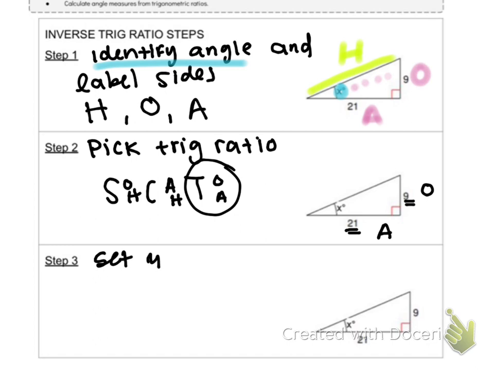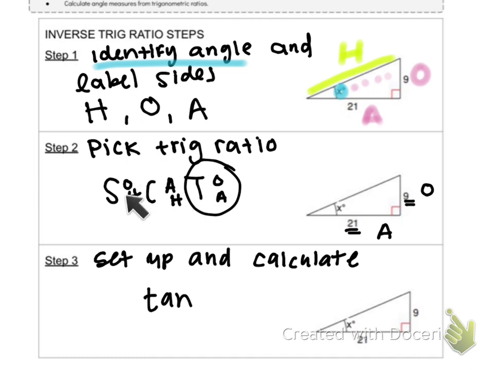Step number 3 is that you're going to set up and calculate. Notice I didn't put solve because there's really nothing to solve for this one. You really are just going to be putting it in your calculator. Because I'm using tangent, this is where I don't want you to see this and think, oh, we're doing what we did last time, tangent of, and then parentheses with the angle. No. Look at what you're missing. I'm missing an angle.